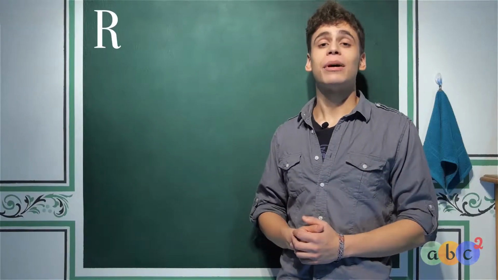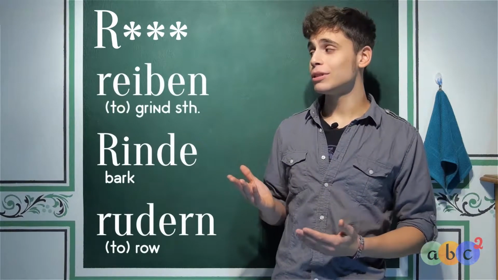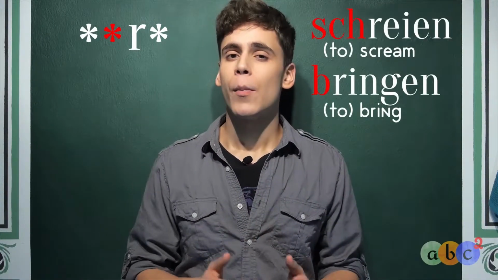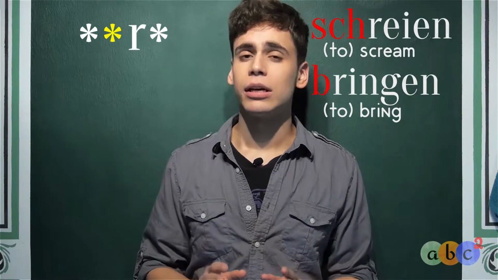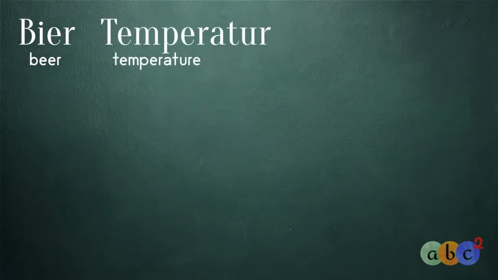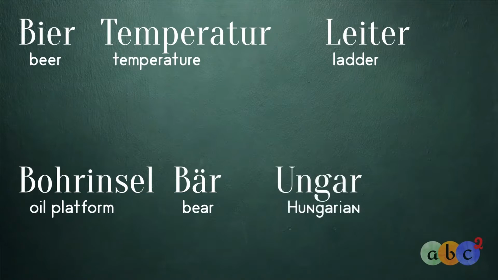But let's look at the R by itself for a second. As the first letter, it is pronounced normally. Reiben, Rinde, rudern. Inside or at the end of the word, it depends on the letter before it and its position. If before comes a consonant, it stays the same. Schreien, bringen. But have it come after a vowel and it changes a bit. It stops being as strong and sometimes even sounds like an A. For example, Erde or uralt. Bier, Temperatur, Leiter, Bohrinsel, Bär, Ungar.